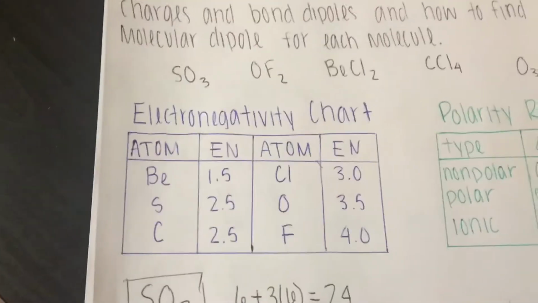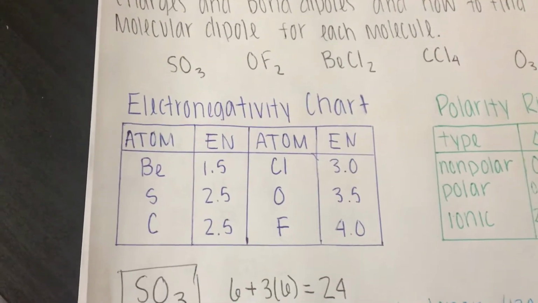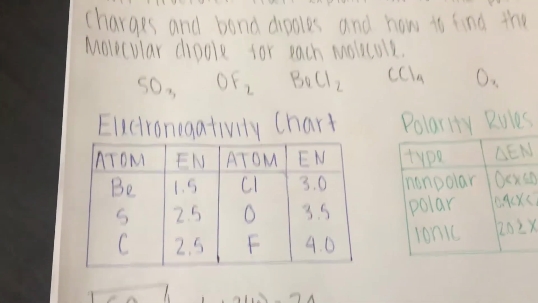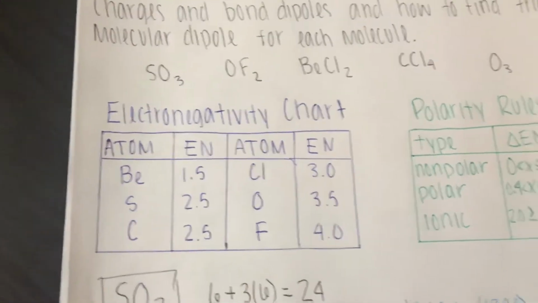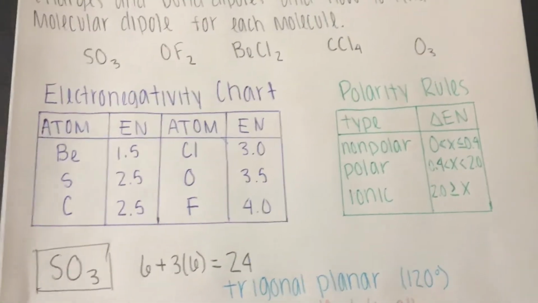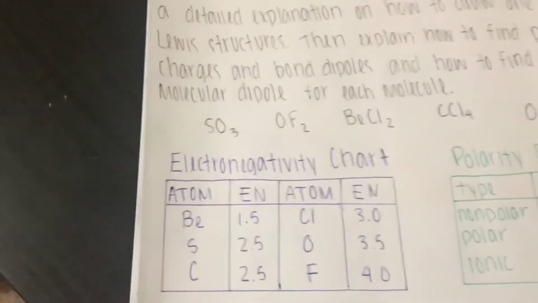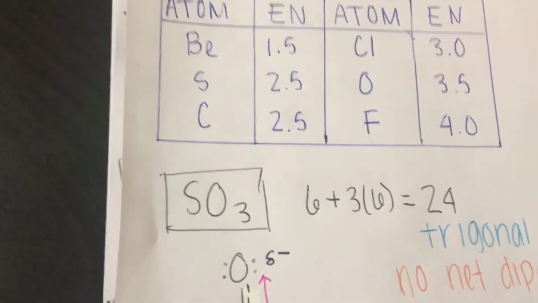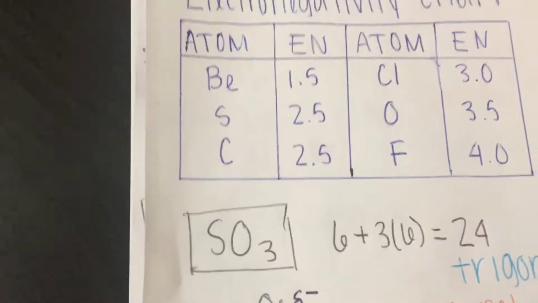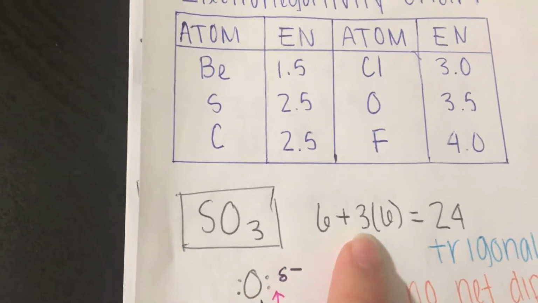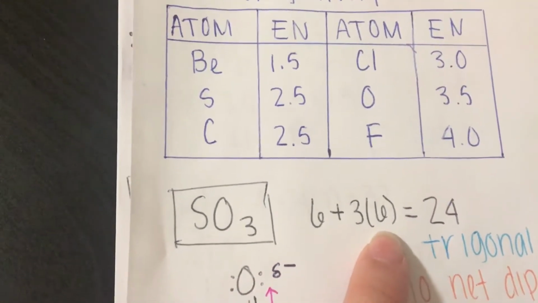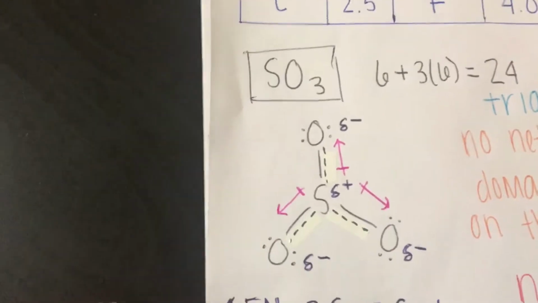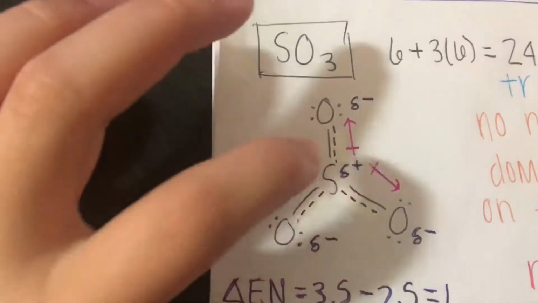So first I made an electronegativity chart of all the electronegativities of all the atoms from above just to be more organized. And then I also made a polarity rules chart in case I needed it. So the first molecule was SO3, and to get the total number of electrons, you use the valence electrons. In S it's 6, and then there are 3 oxygen atoms which also have 6 electrons each, so when you add that all up you get 24.